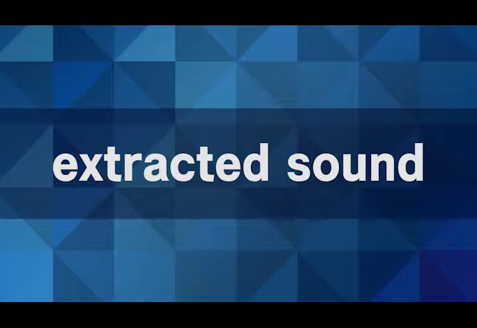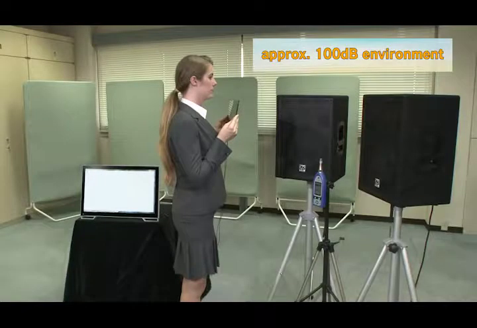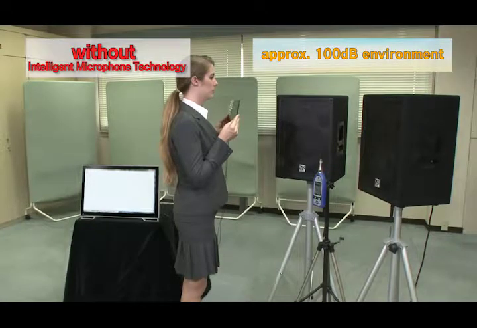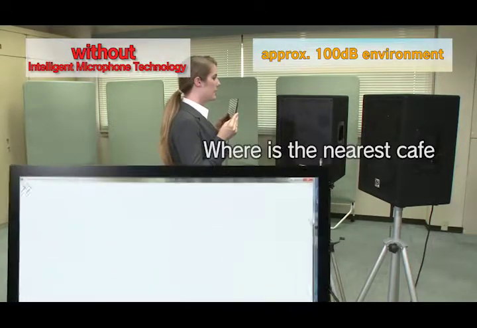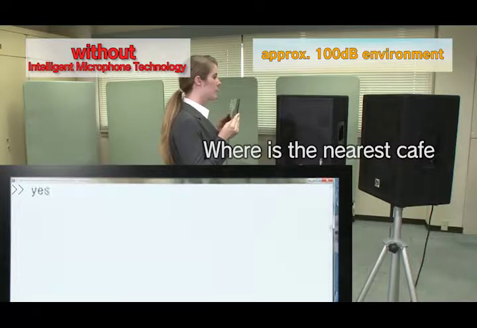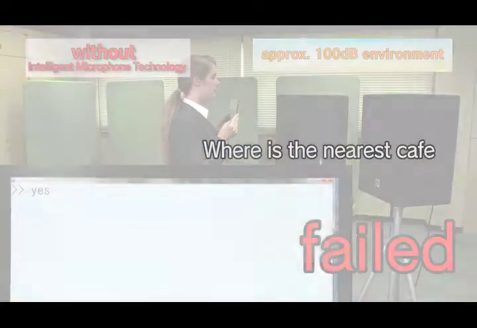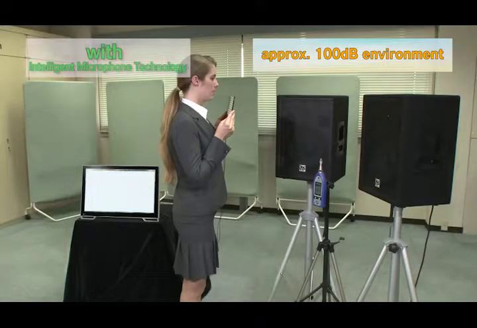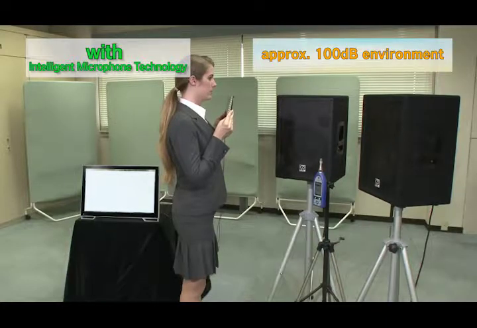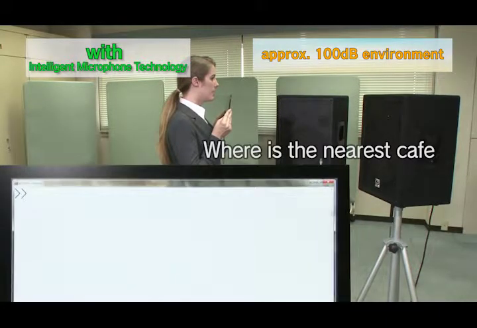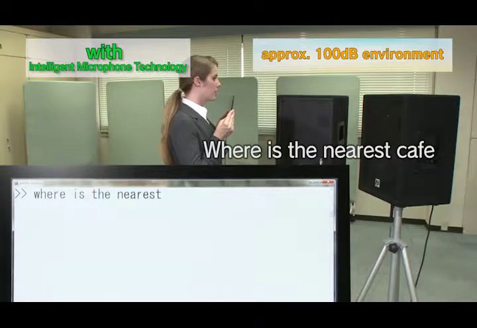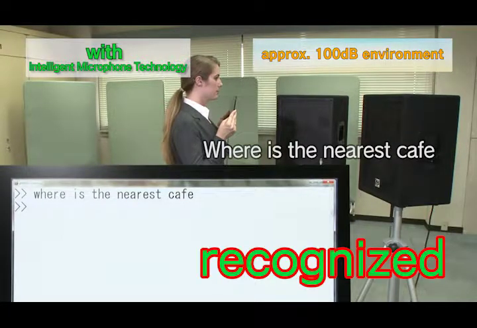Now, let's compare the output signals in the test. First, in a failed test. It cannot be recognized clearly because of too much noise. Next, a successful test with the use of intelligent microphone technology. Where is the nearest cafe? Most of the noise is eliminated. This should not be a problem for speech recognition.